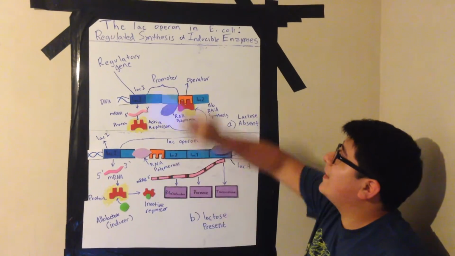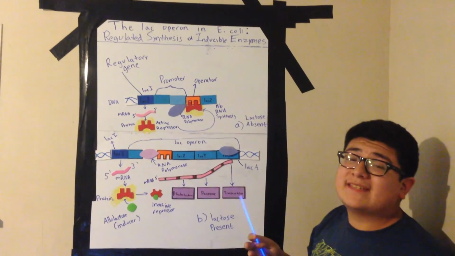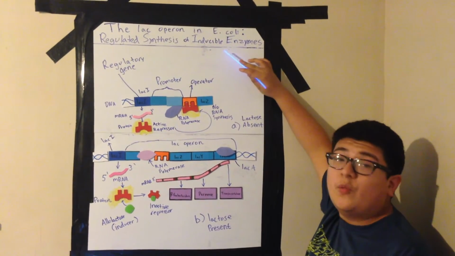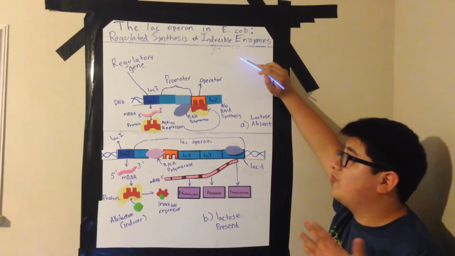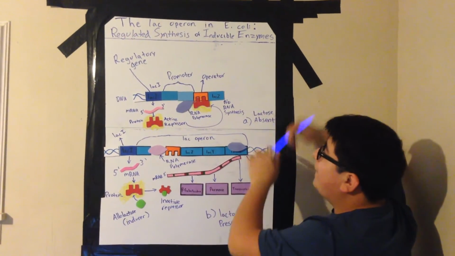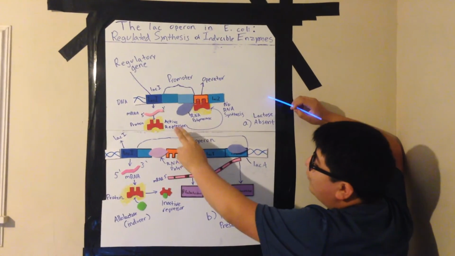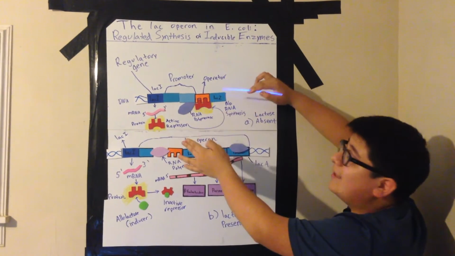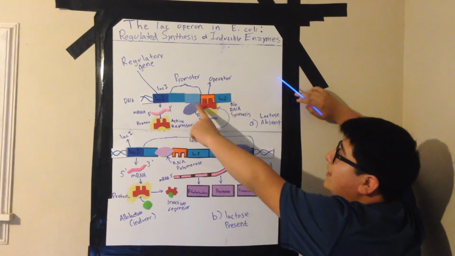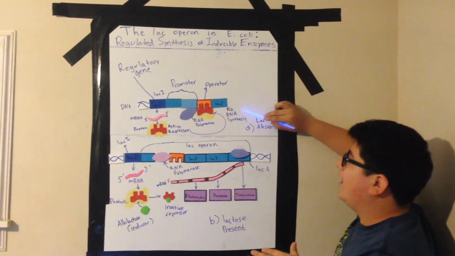So this diagram shows the lac operon in E. coli for regulated synthesis of inducible enzymes, and it is an example of negative gene regulation. An enzyme is labeled as inducible when its synthesis is induced by chemical signals. LacI, which is a regulatory gene, codes for this repressor, and this occurs in the absence of lactose. The active repressor binds to the operator, and since it binds to the operator, it prevents RNA polymerase from binding to the DNA and going down the length of the DNA. When this occurs, there's no synthesis of RNA.